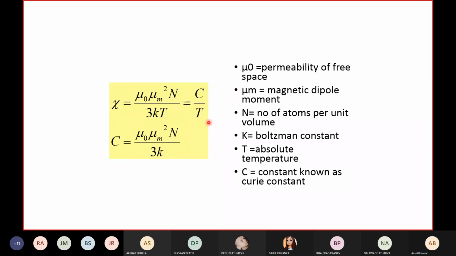So what is this C here? C is the constant called the Curie constant. T is the temperature. K is Boltzmann's constant. We know that value. Mu m is the magnetic dipole moment. N is the number of atoms per unit volume. Mu 0 is the permeability of free space. So in the exam, you will be asked what is the Curie constant. The correct answer is this one. This is the formula for the Curie constant.